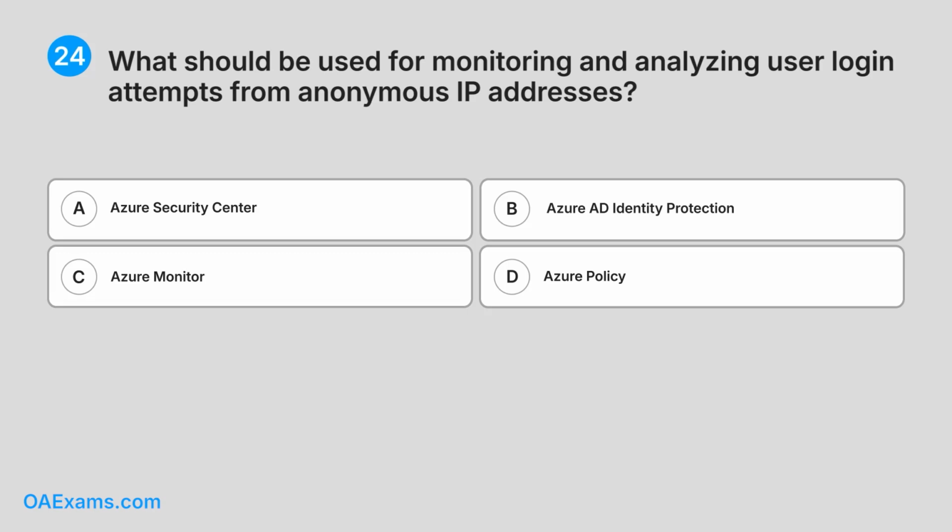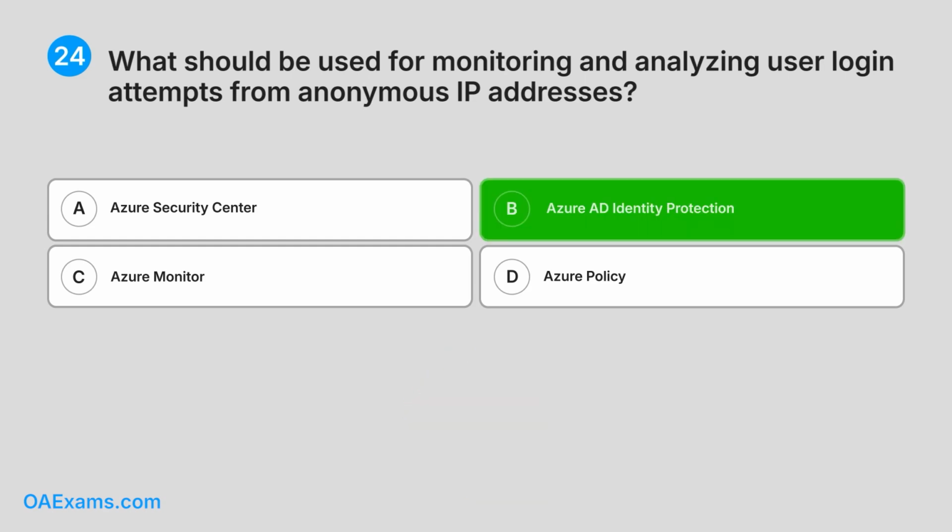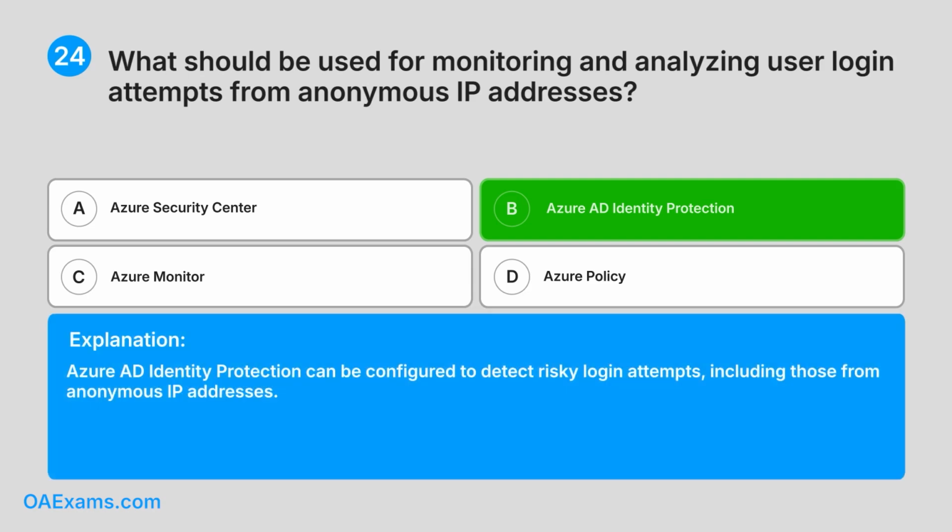24. What should be used for monitoring and analyzing user login attempts from anonymous IP addresses? A. Azure Security Center. B. Azure AD Identity Protection. C. Azure Monitor. D. Azure Policy. Can you guess the answer? Correct answer. B. Explanation. Azure AD Identity Protection can be configured to detect risky login attempts, including those from anonymous IP addresses.